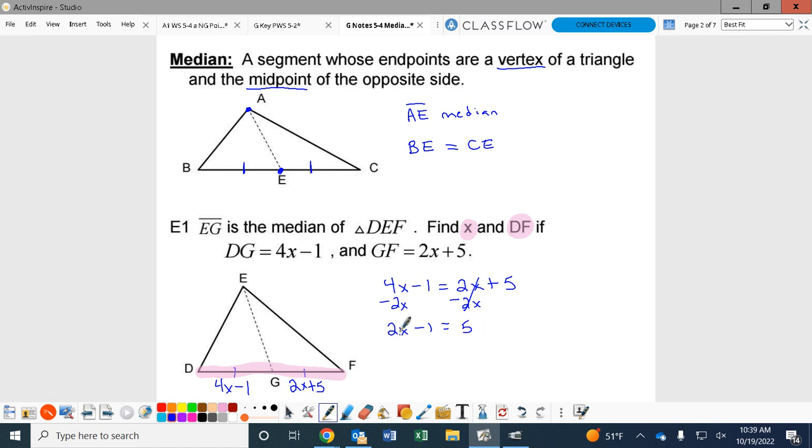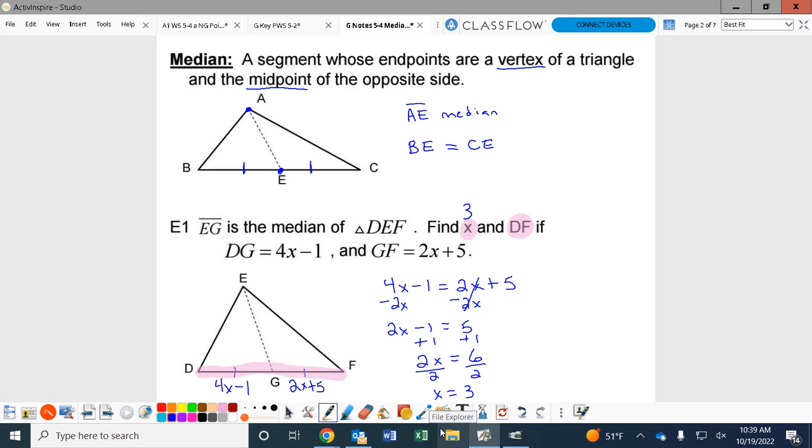Now that all my variables are over here on the left, I want my numbers to go over to the right, so I add 1. 2x is going to be equal to 6. Divide both sides by 2, and x equals 3. Now, that's the first part of our answer, is that x equals 3, guys.